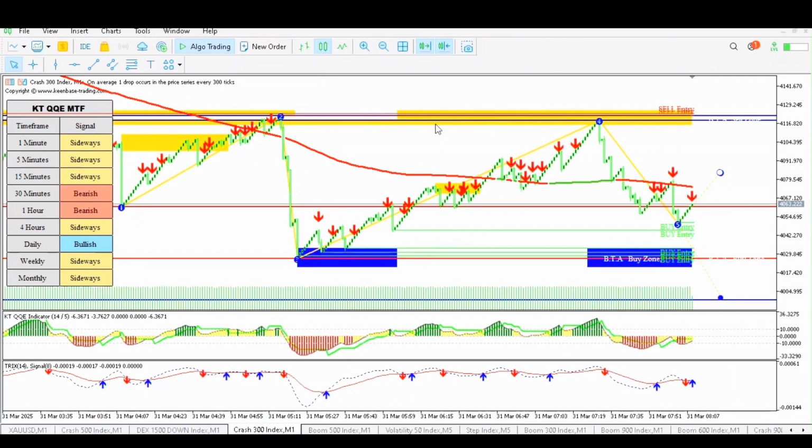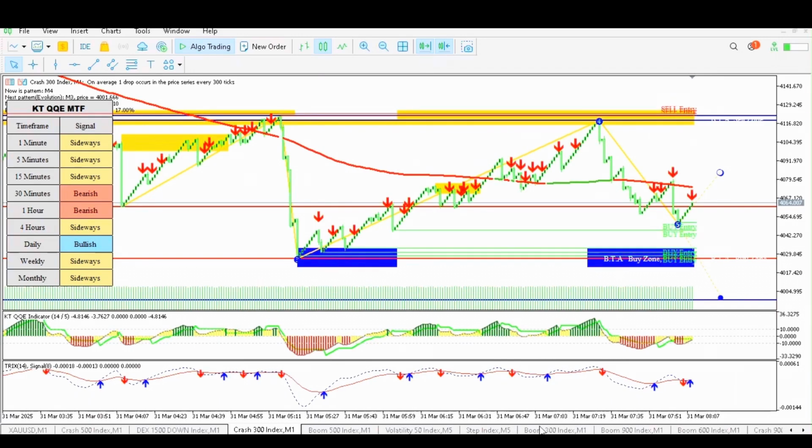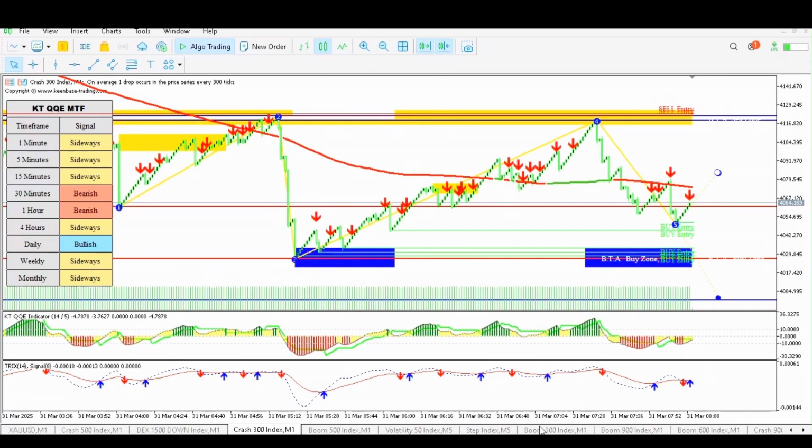Then we also have this line, right? So this line, when it's red, it means that the market is dropping. When it's green, it means that the market is buying. So in a nutshell, that is how you trade using that system on boom and crash. So we are going to look for another setup so that we can see if we can get something. It works on all pairs that are on MT5.